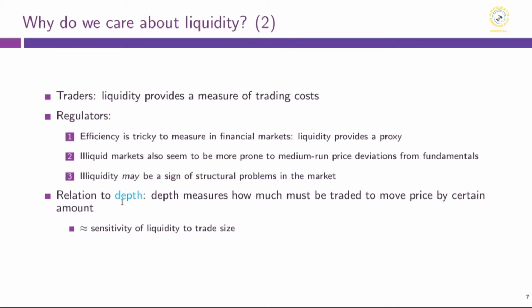Finally, one other concept that I would like to talk about while talking about liquidity is market depth. Depth measures how much must be traded to move price by a certain amount. So you can see it as the sensitivity of liquidity to trade size. For example, the market might be liquid for small amounts. If I want to buy or sell one piece of ice cream, one cone, then it might be easy for me to do so. But if I have a full ship loaded with cones of ice cream, it is definitely a lot more difficult for me to trade this amount. So market depth measures how much more difficult it is to sell a whole shipload worth of snow cones versus one snow cone.